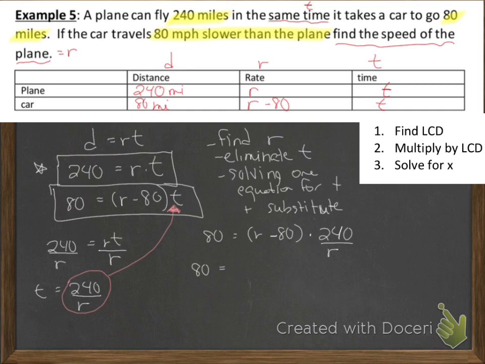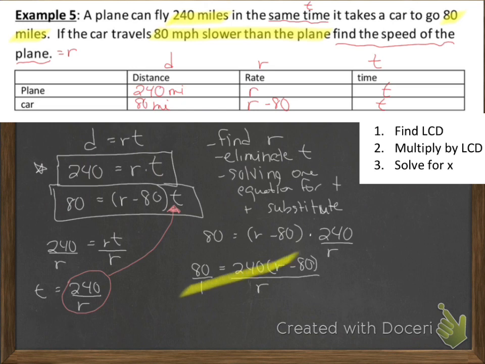What if we write it as 80 is equal to 240 over r, minus 80? Does it look like anything now? Does this look like a proportion to you? Because it is. We have a over b is equal to c over d. This is kind of a little bit messy, but it's still valid. So do you remember how we solve proportions? We need to cross multiply and solve.